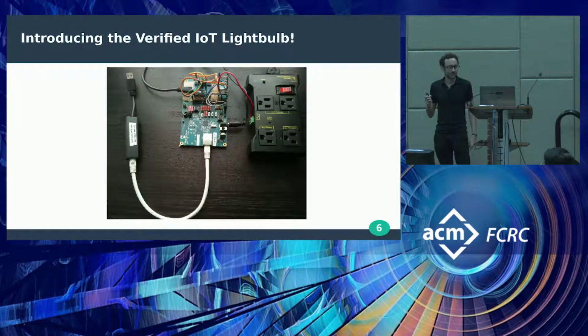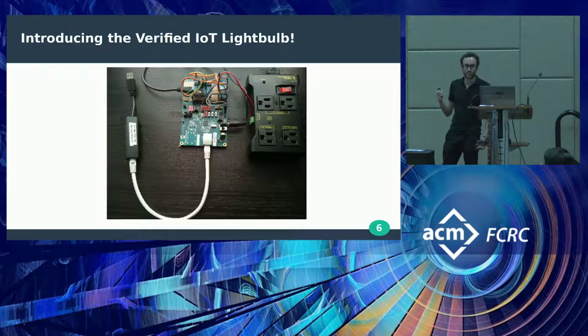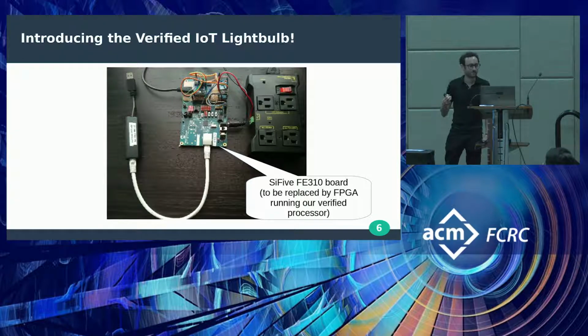So getting into our particular case study here, we've basically been working towards building a verified Internet of Things light bulb. It's cutting-edge technology, including this SiFive development board in the middle there. Basically, our approach has been to start out with open source designs and freely available hardware around RISC-V, and then successively replace pieces of that with new designs that we have formally verified in the way that I'm selling here.